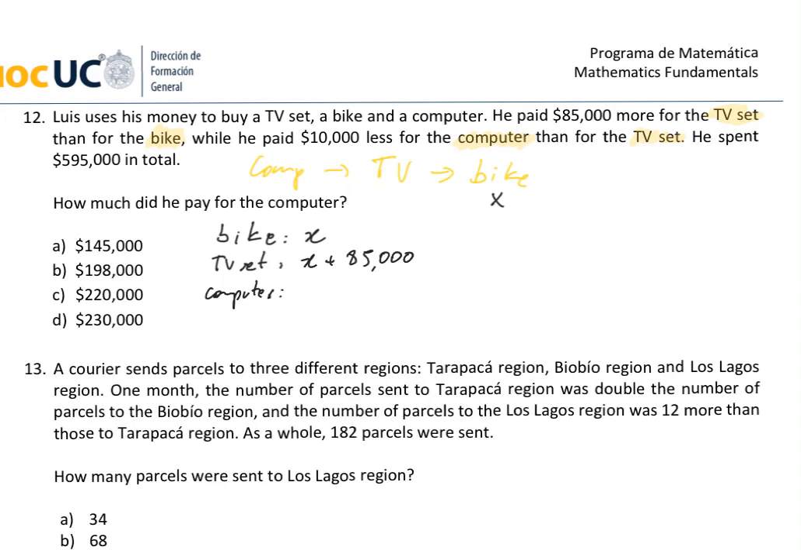I have to erase everything because things happen. So they told us he spent 595,000 in total. So it may be a good idea to add everything up, because they're asking us for a total, right? And total means adding. So what is X and X and X?